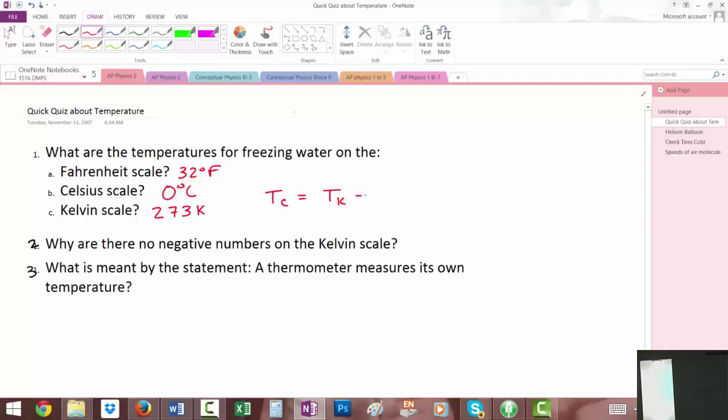Subtract 273? I'm sorry, did I say it backwards? I apologize. Is that a true statement? Okay, that's what we want to know. So it's just that magic 273. What's up with that? Why is that true? It kind of comes over to here. Question number 2 said, why are there no negative numbers on the Kelvin scale?